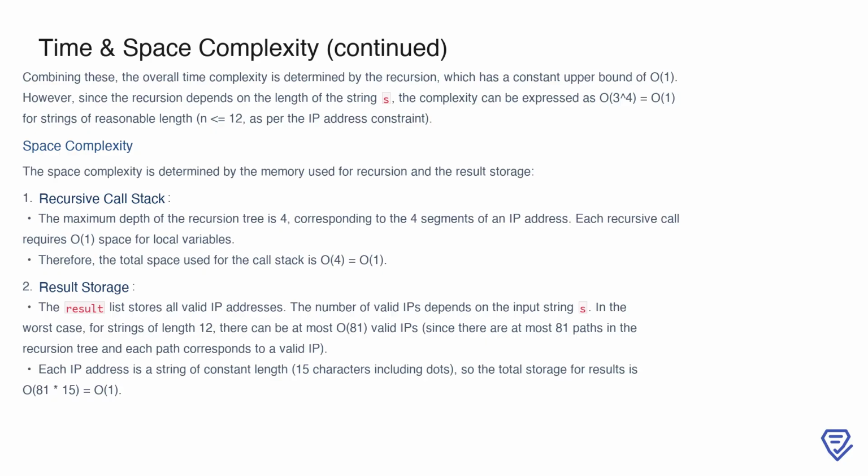Next, let's consider space complexity. The primary contributors to space usage are the recursive call stack and the storage required for the results. The recursion depth is limited to 4, corresponding to the 4 segments of an IP address, and each call uses constant space for local variables, leading to a total stack usage of O(4), which simplifies to O(1). For storing results, the algorithm generates at most 81 valid IP addresses for strings of maximum length. Each IP address is a string of fixed length, requiring constant space for storage. Thus, even in the worst case, the space required for storing results is also constant. Combining these, the overall space complexity is O(1).